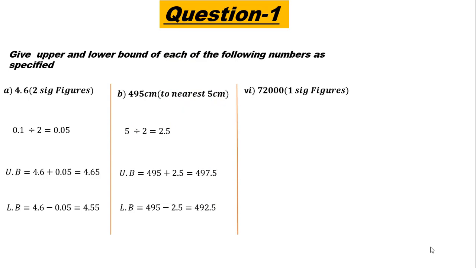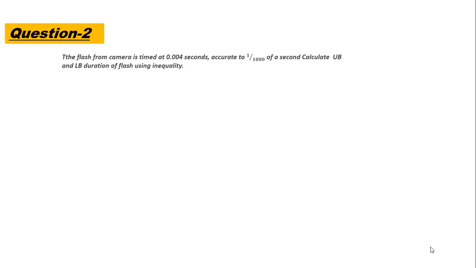72,000 correct to one significant figure. We have 72,000. So correct to one significant figure, it becomes 70,000. And since the one significant figure is at the ten thousands position, what we will do is take 10,000 and make it half. So it is 5,000. Now add it to 70,000 to get the upper bound and subtract it from 70,000 to get the lower bound. Let's do question number 2.